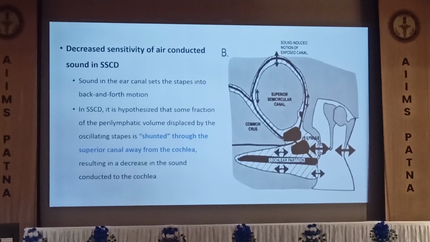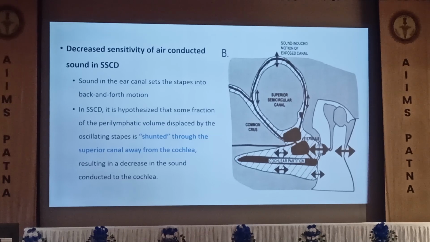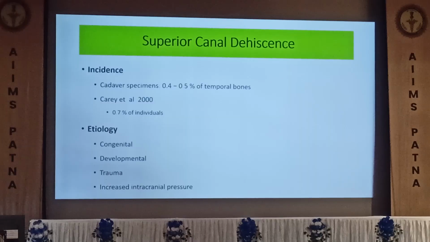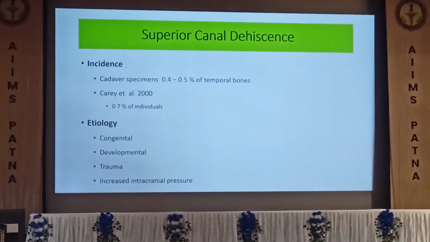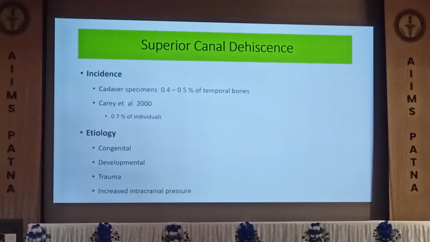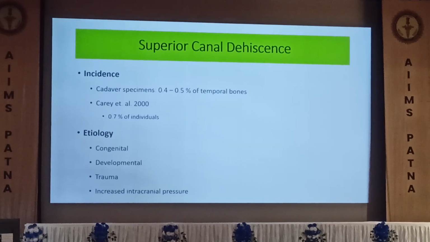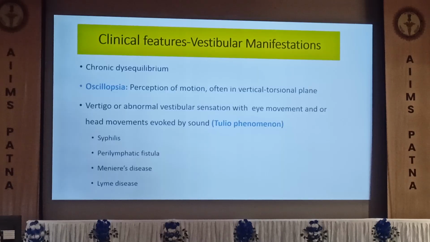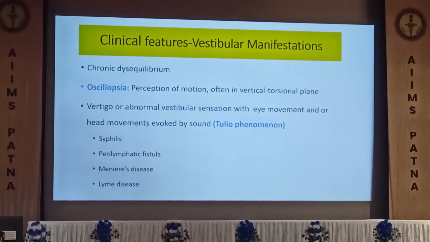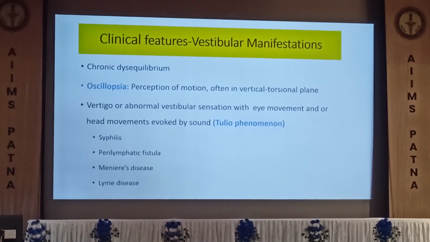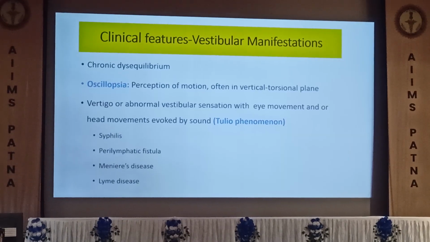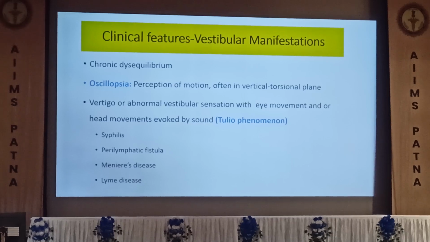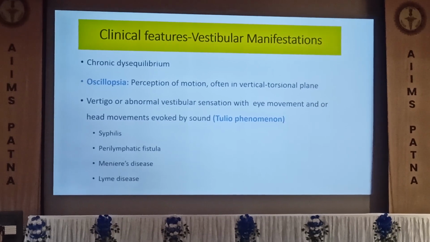That air conduction is dampened because there is escape of the wave through that dehiscence. It is rare, not very common, 0.4 to 0.5 percent. Etiology can range from congenital to trauma to developmental. So patient will have chronic disequilibrium. Patient will have oscillopsia. What is oscillopsia? Perception of motion, often in a vertical and torsional plane. Patient will have a very unique symptom called Tullio phenomenon. Loud sound, patient goes berserk. They just cannot tolerate loud sound at all.